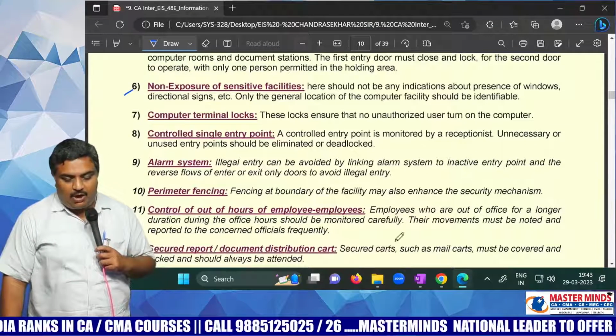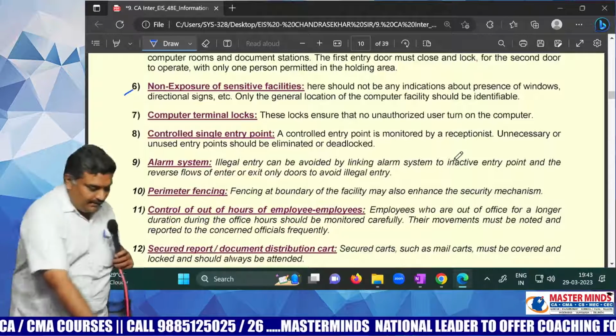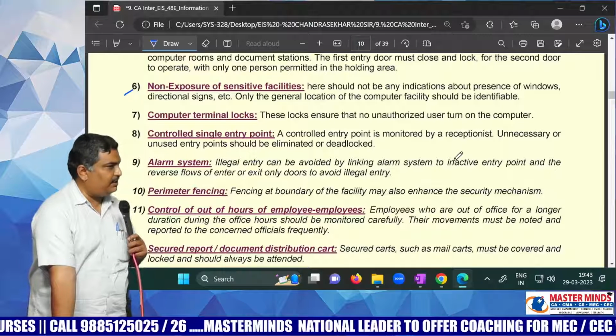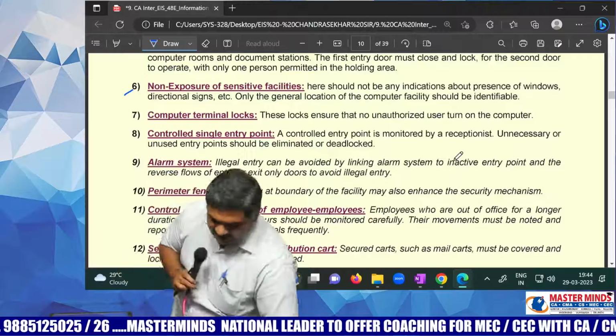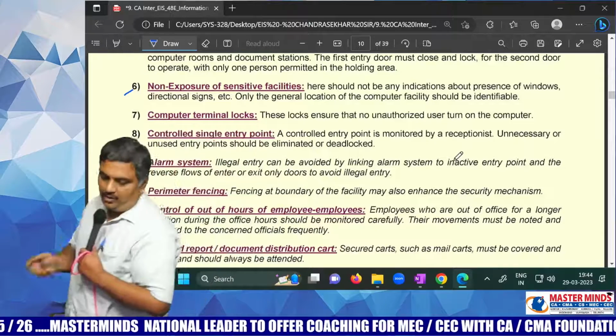Computer terminal locks. Computer terminal locks means what? See, this is the podium now. I can make a door for this and I can arrange one lock. That is called computer terminal lock. While leaving at night, I can put this CPU inside here, lock it and go. That is called computer terminal lock.